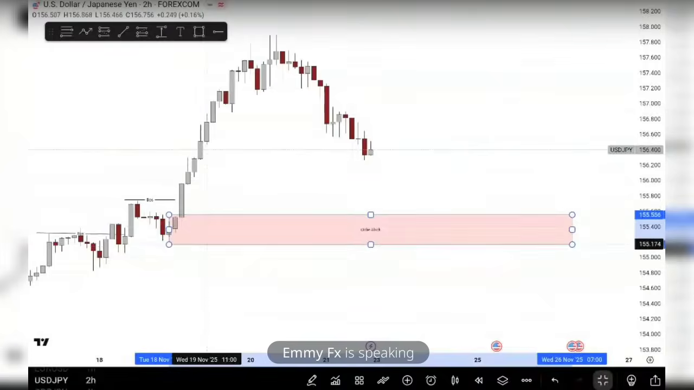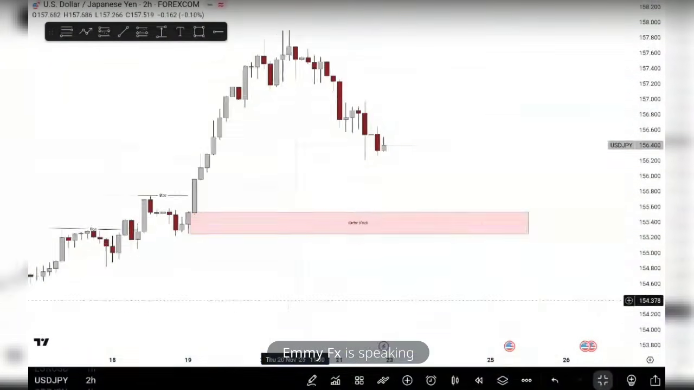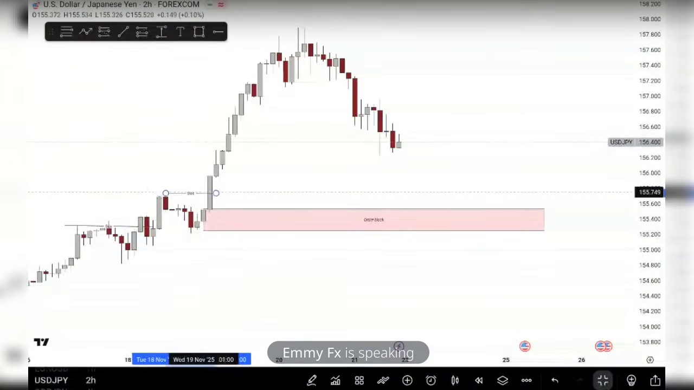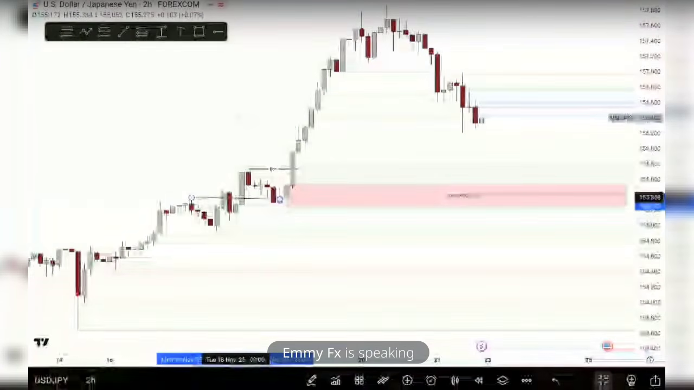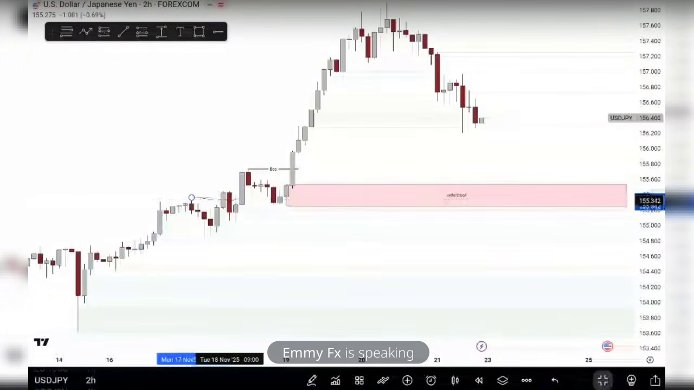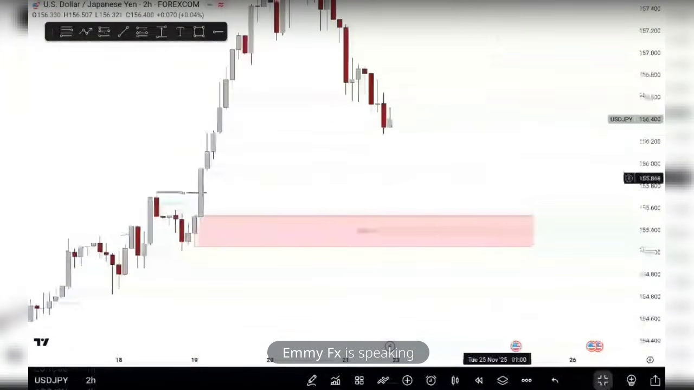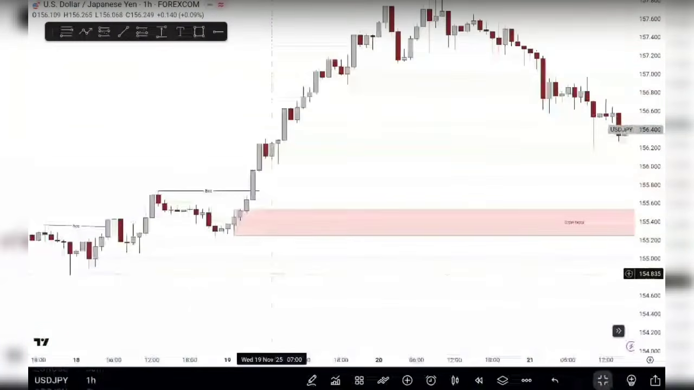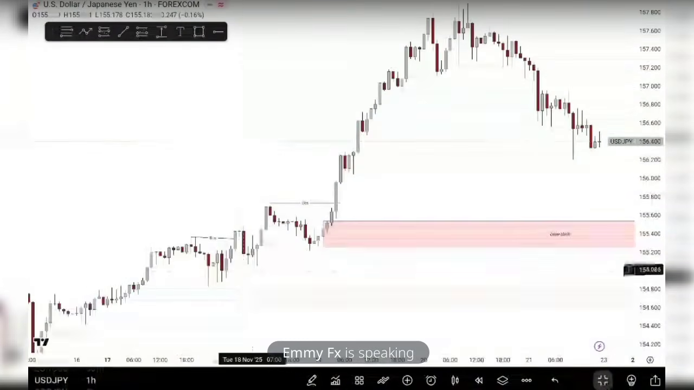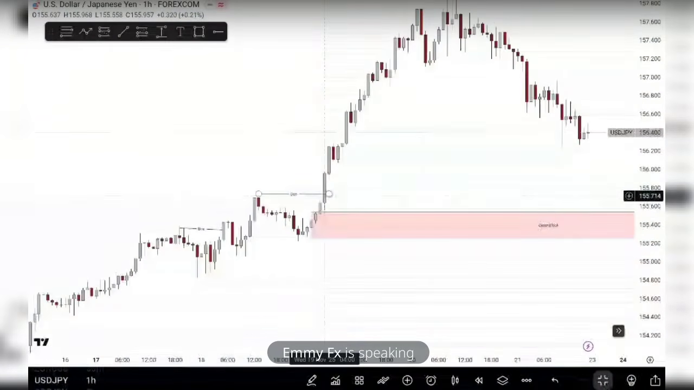Now let's refine the order block. We have this breakout structure, and we also have this breakout structure. All right, so let's go to the 1 hour time frame. We have this breakout structure and we also have this breakout structure.